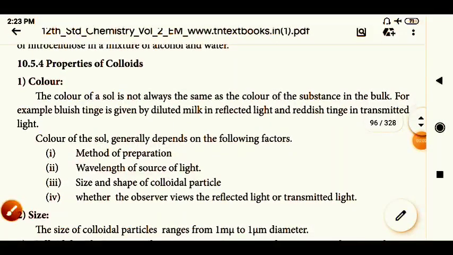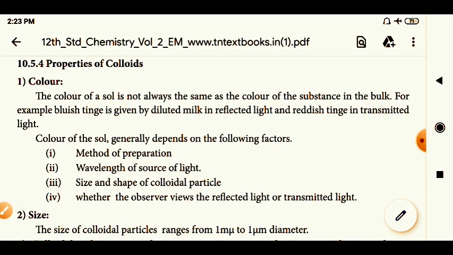Now we will see the physical properties of colloids. The first one, color. The color of the sol is not always the same as the color of the substance in bulk. For example, diluted milk gives bluish tints in reflected light and red tints in transmitted light. So when light is reflected, the milk is bluish in color; when the light is transmitted, it gives a reddish color. So here the color does not depend upon the substance in bulk.